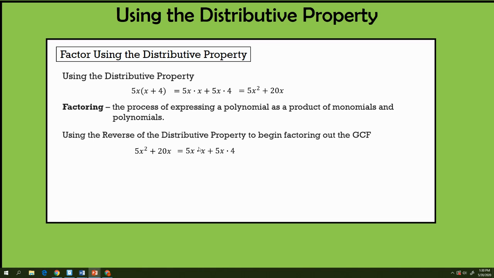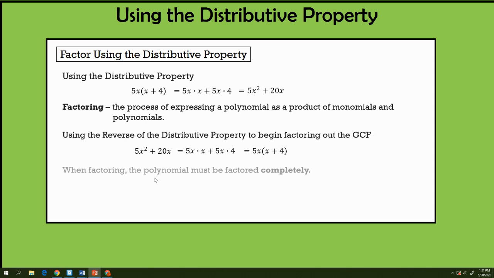Okay. So I'm going to take the 5x out of each term. So I'll have 5x times x. That'll give me the 5x squared. 5x times 4. I know 5 times 4 is 20. So that's what I need here. And that will bring me to my conclusion, 5x times the quantity of x plus 4. Now I'm going to explain this in a lot more detail in a second, but that's just showing you that it's the same steps in the reverse order. Okay, I'll give you more detail.